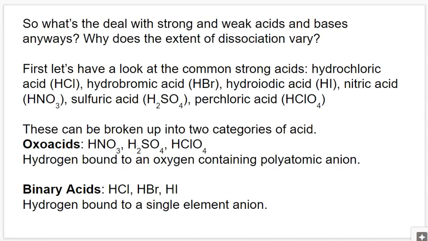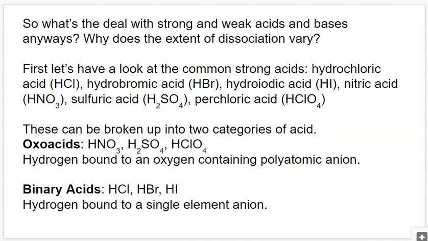All right, so finally, I want to talk about what the deal with strong and weak acids and bases is anyways, and why the extent of dissociation can vary. So let's look back at our list of common strong acids. We have hydrochloric acid, hydrobromic acid, hydroiodic acid, and then nitric, sulfuric, and perchloric acid.